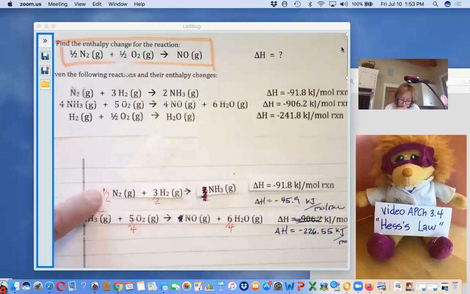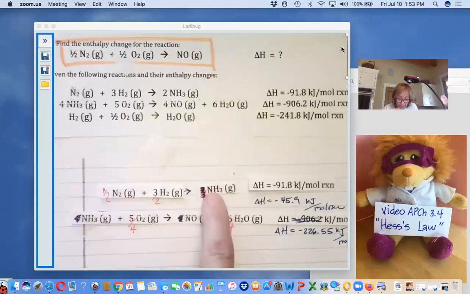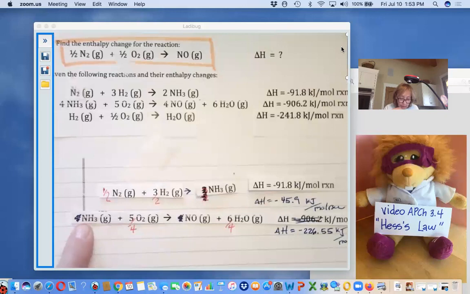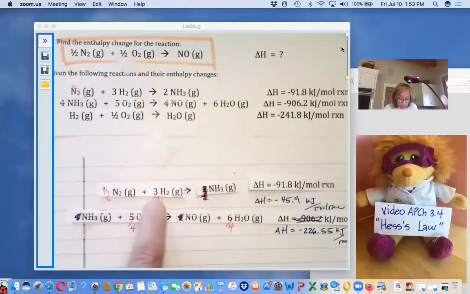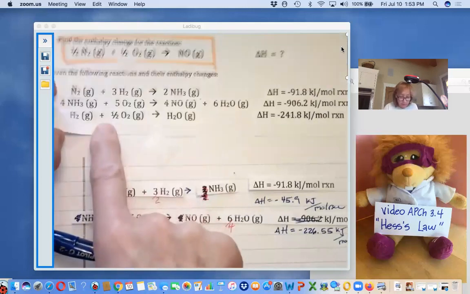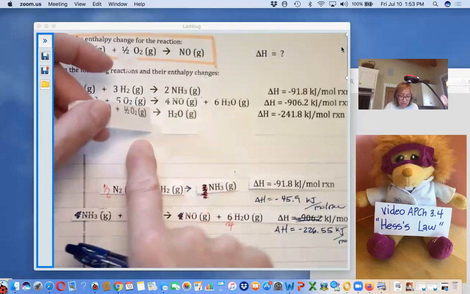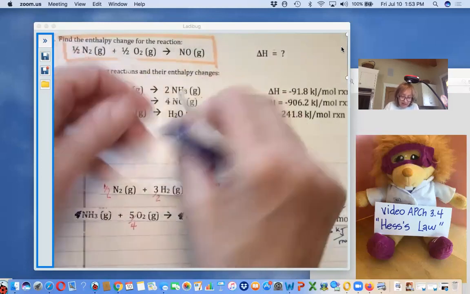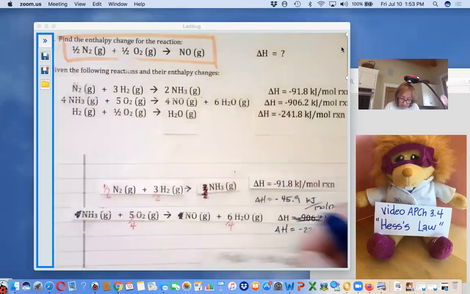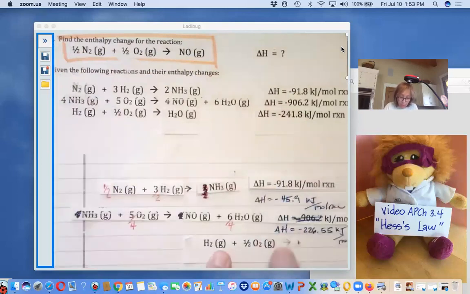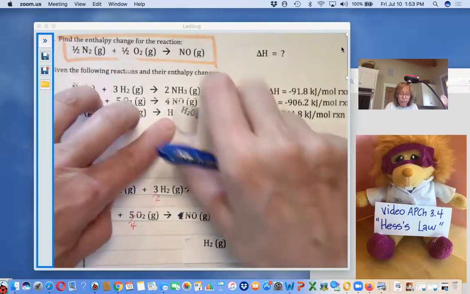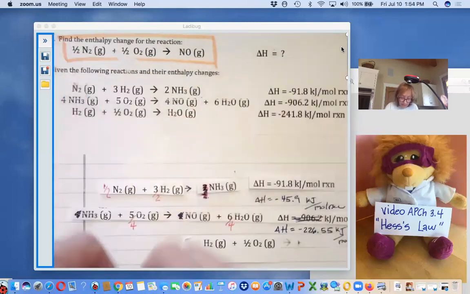Let's see. I need to get rid of NH3. Oh, that's going to happen here. Let's see what else needs to happen. I need to get rid of hydrogens. I don't want hydrogens on the reactant side. Here's an equation that has hydrogen on the reactant side. If I want to get rid of it, I want it to end up over here on the product side. So I'm flipping this equation.